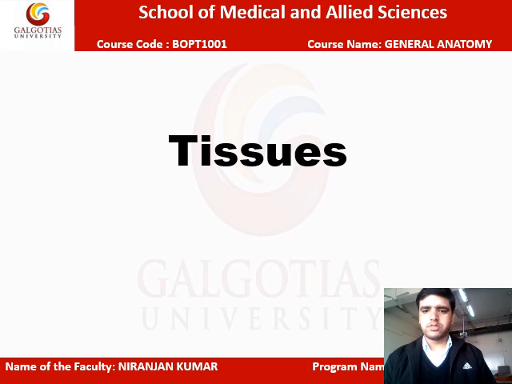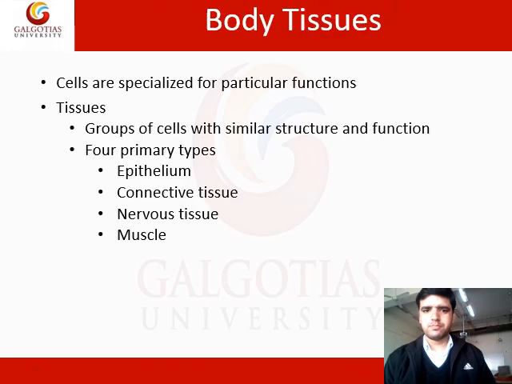Today our topic is tissues. Tissues basically are formed by cells which are specialized for particular functions. The definition of tissues can be: tissues are a group of cells having similar structure and functions. Further, tissues can be divided into four primary types found in our human body. They are epithelium, connective tissues, nervous tissues, and the muscles or muscular tissues.